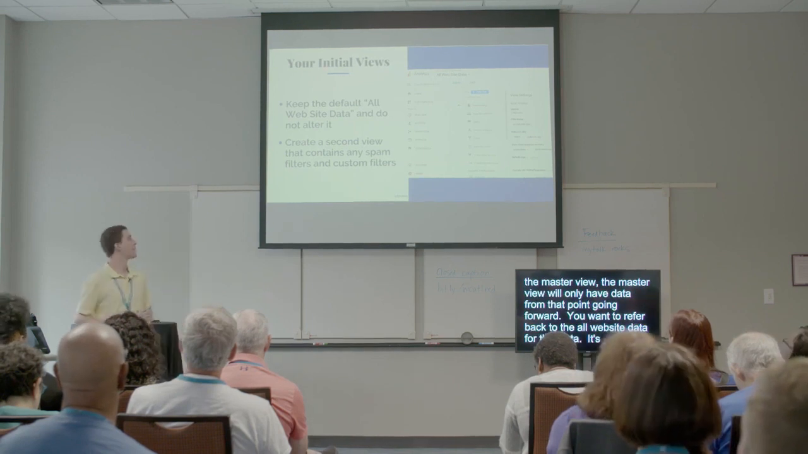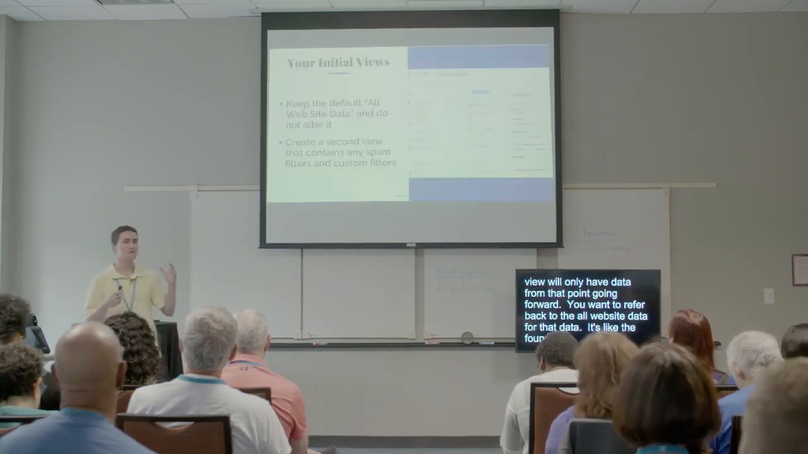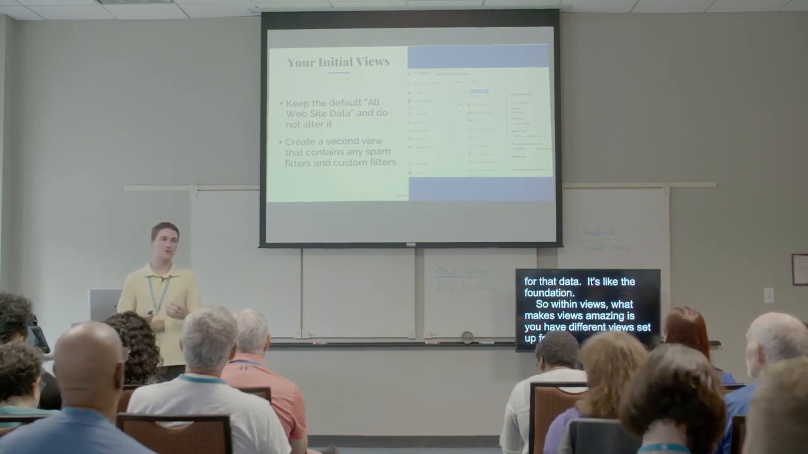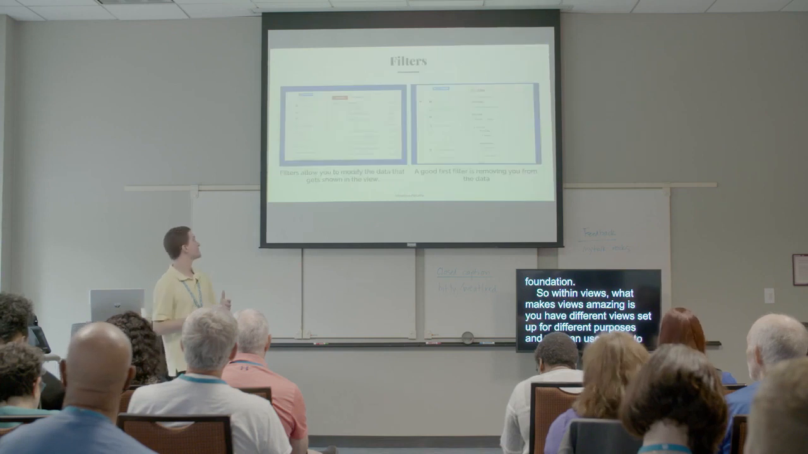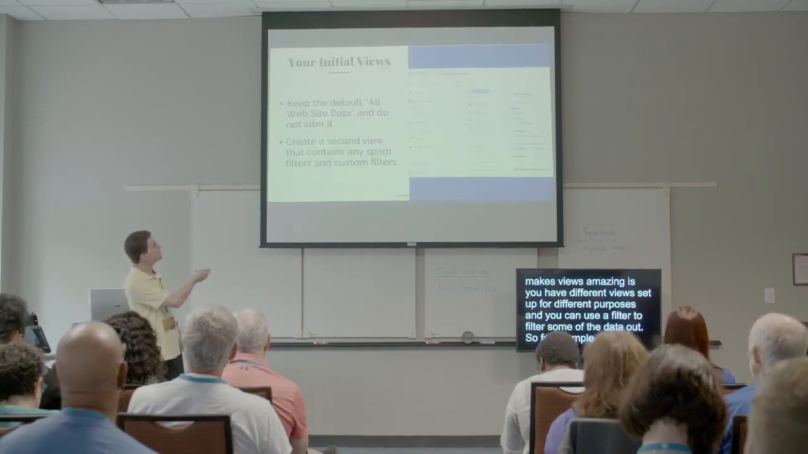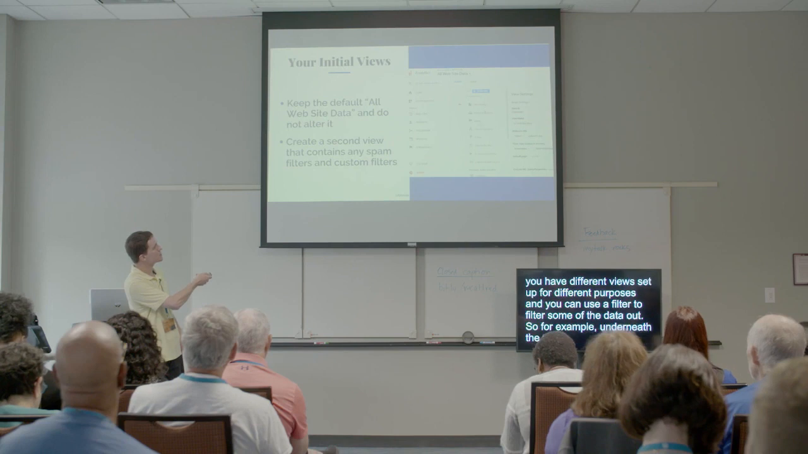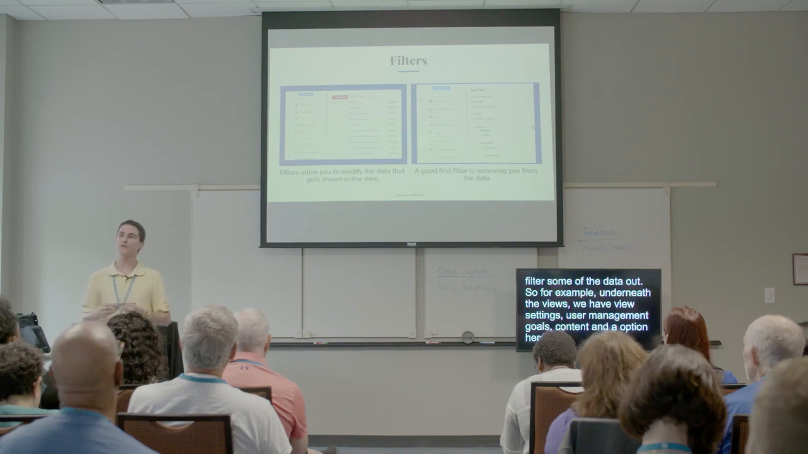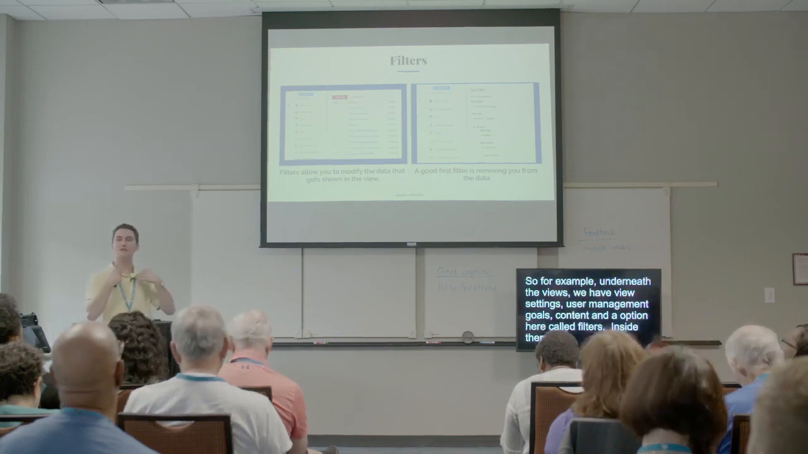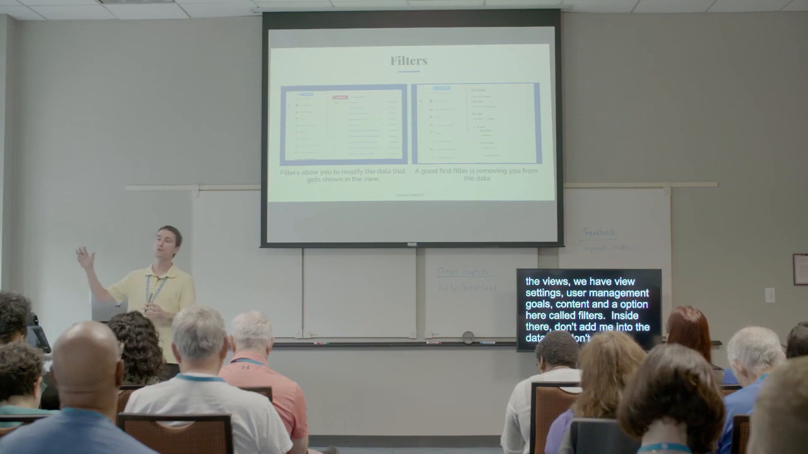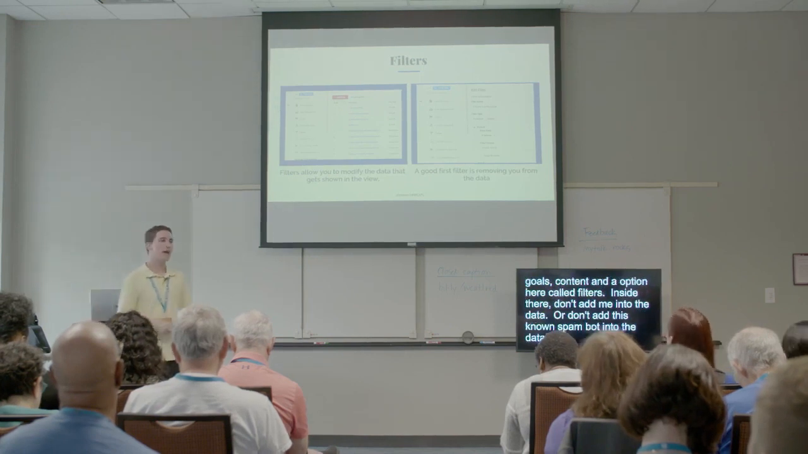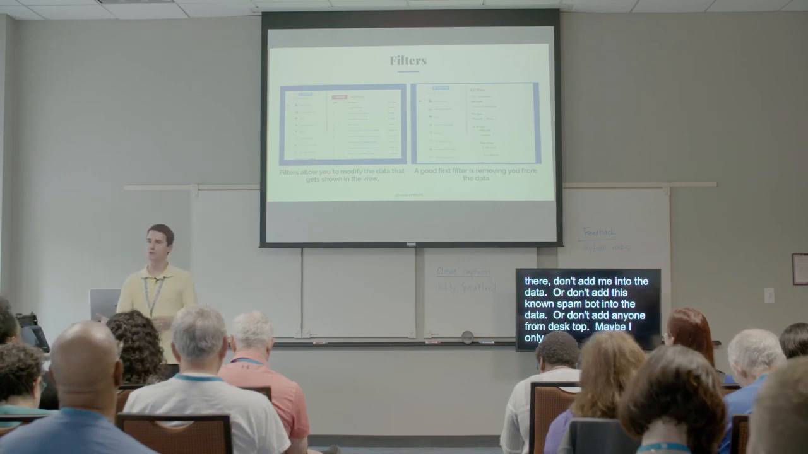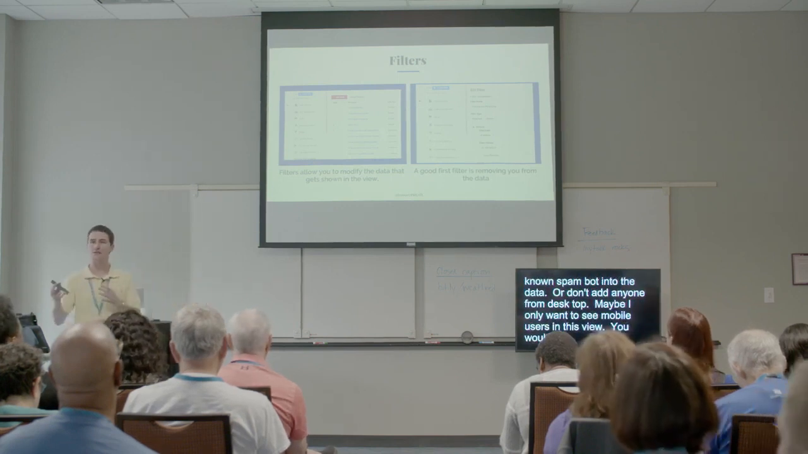So within views, what makes views really amazing is you can have different views set up for different purposes, and you could use something called a filter to filter some of the data out. For example, underneath the views, we have view settings, user management, goals, content, and then there's this option here called filters. Inside there, you can set up different filters, go, hey, don't add me into the data, or don't add this known spam bot into the data, or don't add anyone from desktop. Maybe I only want to see mobile users in this view. You would use those filters to create that kind of differences in the data.